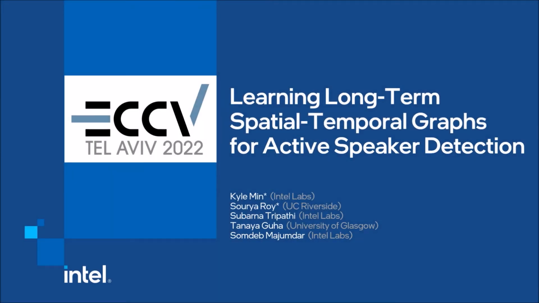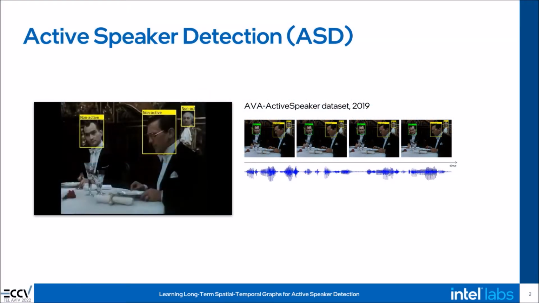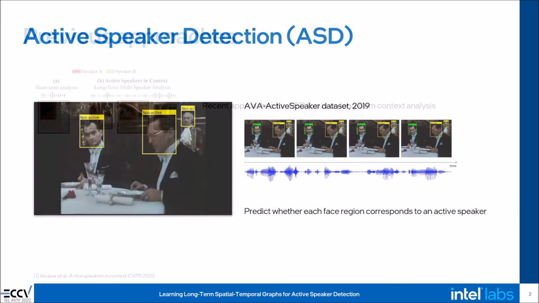I'm Kyle Min from Intel Labs, and I'm going to present an effective method of learning long-term spatial-temporal graphs for active speaker detection. Active speaker detection, or ASD, is a multimodal task where the goal is to predict whether each person in the scene is speaking or not.